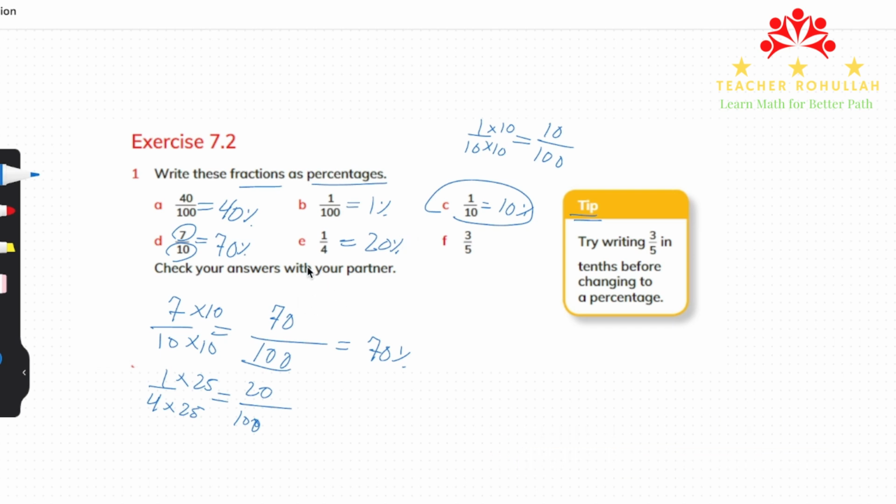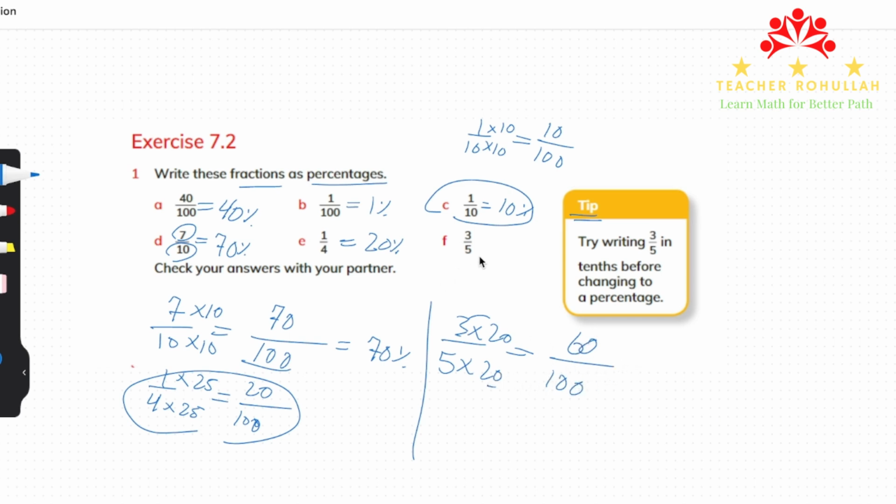The last one, part F, is 3/5. We will do the same thing we did with 1/4 with 3/5 also. So 3/5, if we multiply it by 20, we can get what percentage it's showing. So 3 times 2 is 6. You know how to multiply. You can multiply the whole numbers and give a 0 here. It's showing 60. And 5 times 2 is equal to 10. We have another 0, 100. 60 out of 100 is showing 60%.